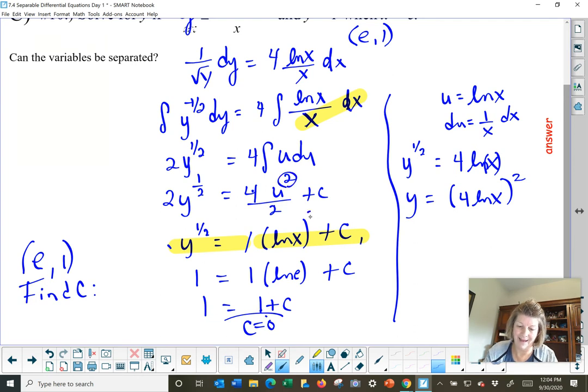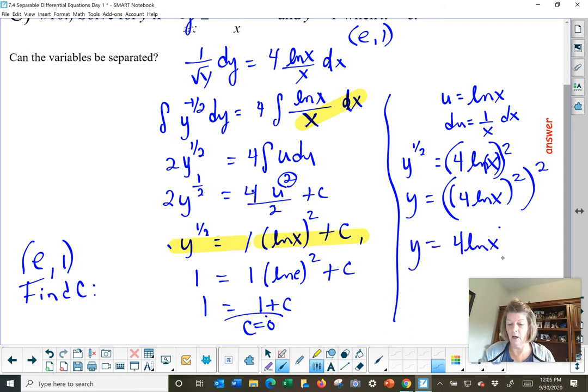I even forgot that, didn't I? Wow, I really should just start this whole problem all over again, but I won't. We would have had 4 natural log x quantity squared, and then solving y to the 1/2, we have to square both sides. So I should end up with y equals 4 natural log x all raised to the 4th, because I just picked up that when I integrated, I made a squared, and I think I forgot to write that square down as well. So there is the right answer.